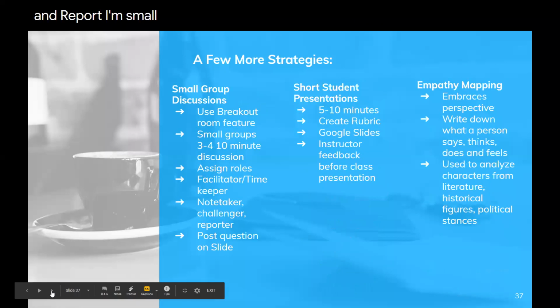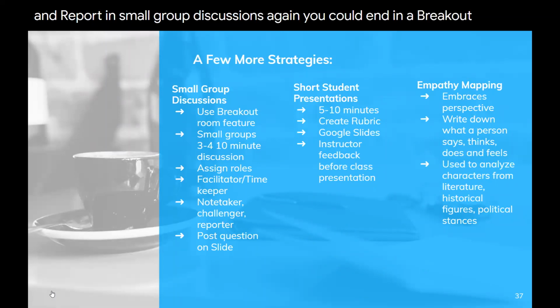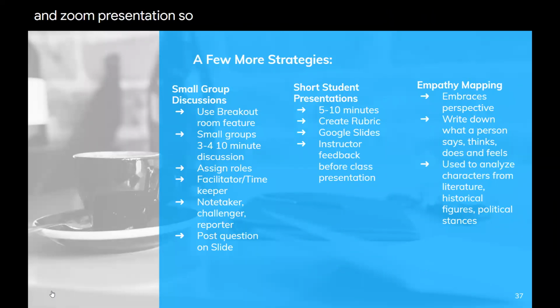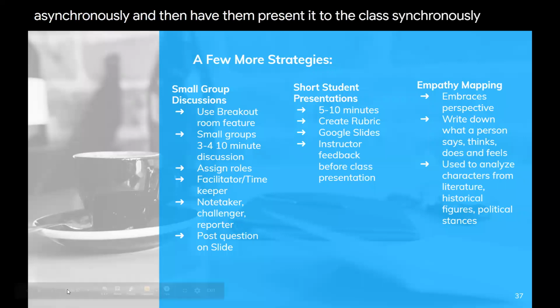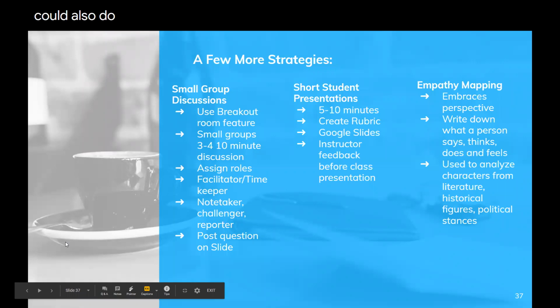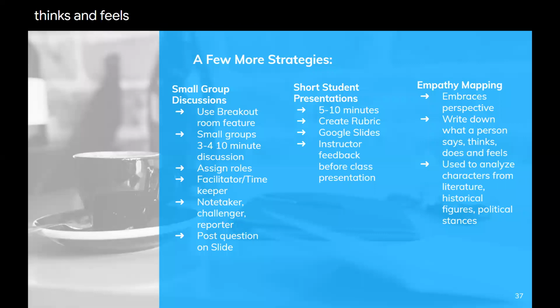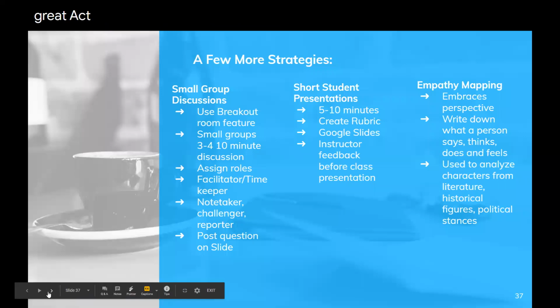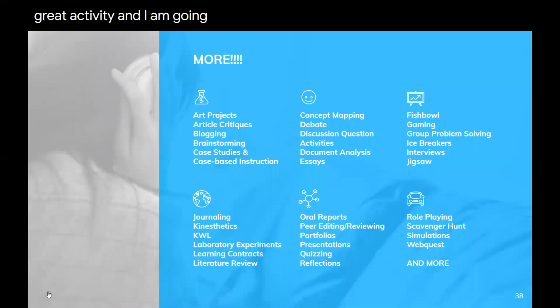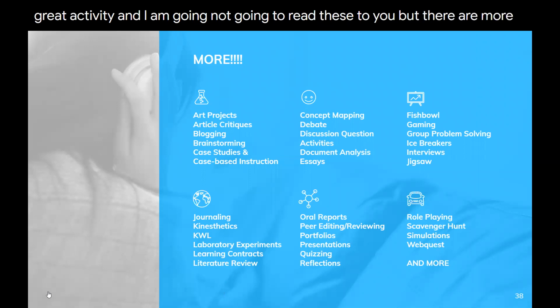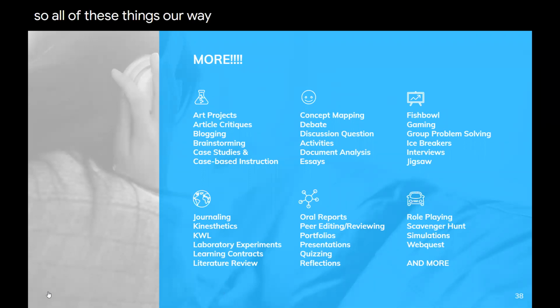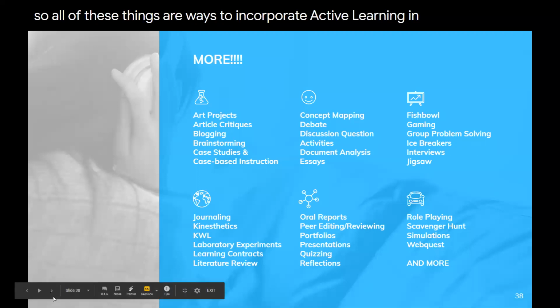So some small group discussions. Again, you could, in a breakout session in Zoom, presentation. So you could have them prepare a group project asynchronously and then have them present it to the class synchronously. You could also do empathy mapping. So you could use them to pull in what one thinks and feels and does, especially during this time of COVID-19. That would be a great activity. And I am not going to read these to you, but there are more. So all of these things are ways to incorporate active learning into the online environment.